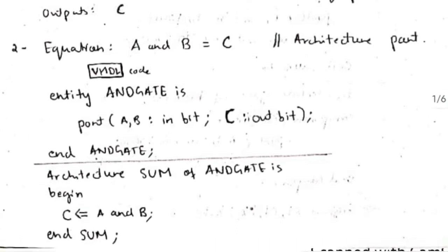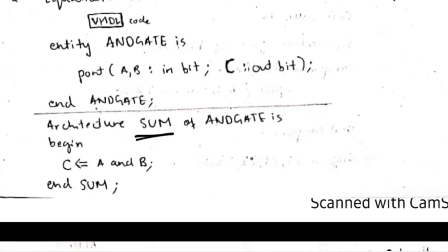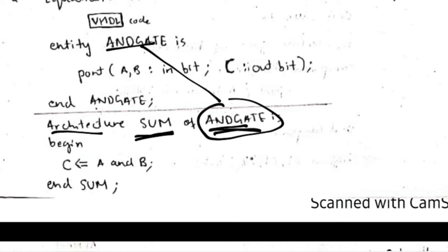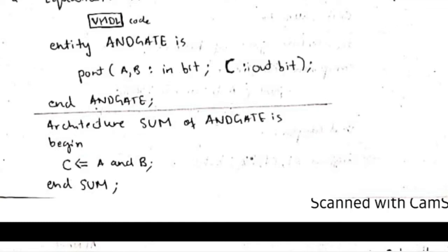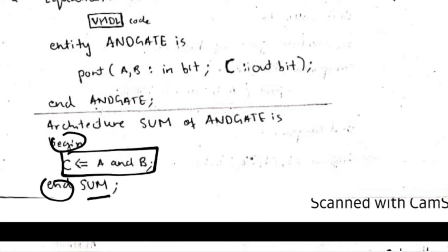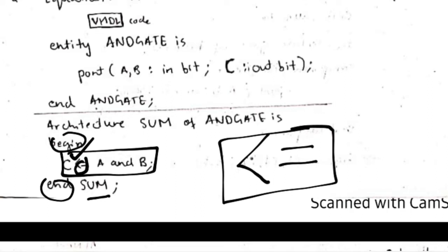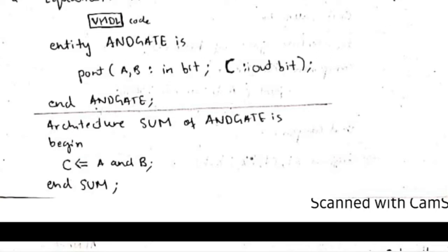Now coming to architecture part, you will have architecture sum. You can give any name here, of AND gate, for which entity you are specifying the architecture, that name you will write here. So entity AND gate I will write here, is. Then you will write begin and end. In between begin and end you will write the equation. The equation will be written in this form. C is the output, so this arrow, less than or equal to, that is used for the equal to sign. Instead of equal to sign in VHDL code we will write in this way. Then A and B, that's the equation, right? A and B are the inputs and C is the output. In architecture you will be mentioning that.